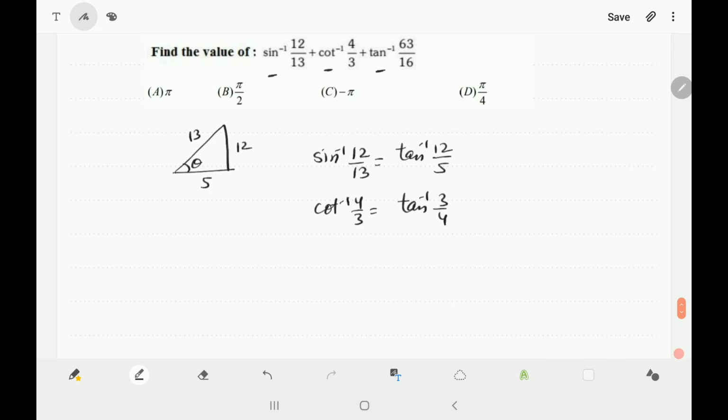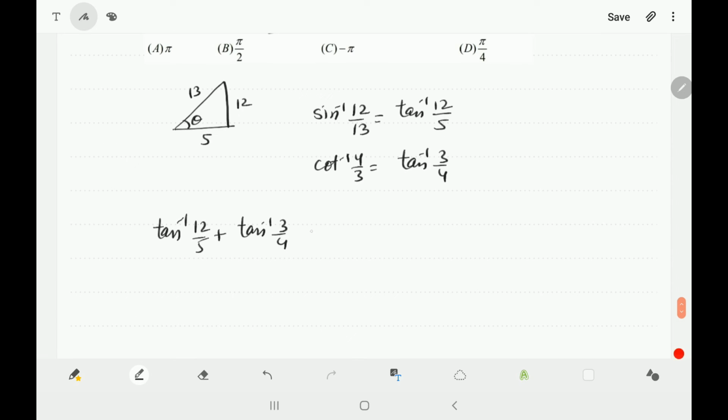Now let's try to add these two terms. So we will get tan inverse of 12 by 5 plus tan inverse of 3 by 4. I will add these two terms first because they are quite small as compared to 63 and 16. Okay. Now, always check the condition for x, that is very necessary. If you don't check it, you will be applying the wrong formula. So 12 by 5 is already positive, and 3 by 4 is already positive.